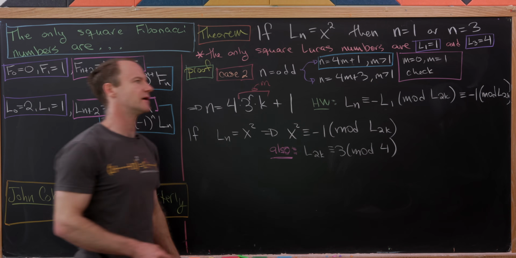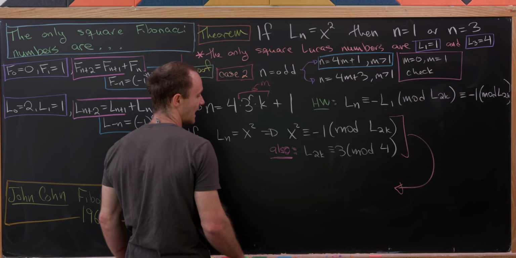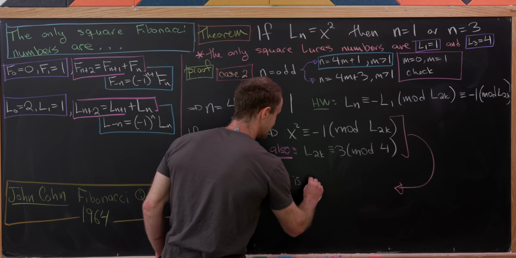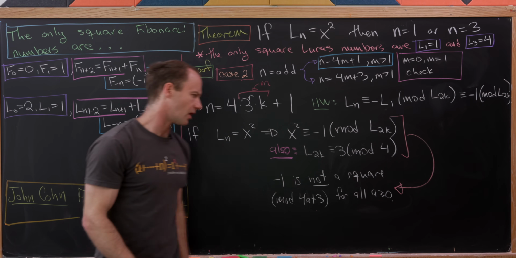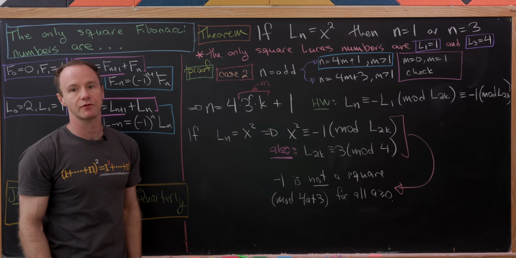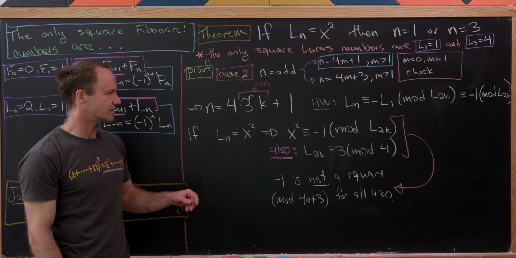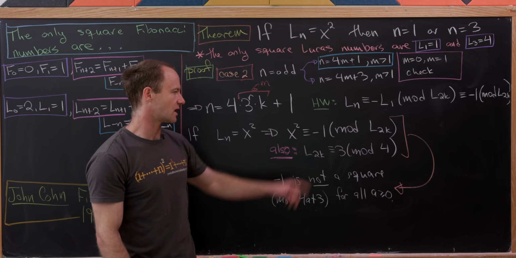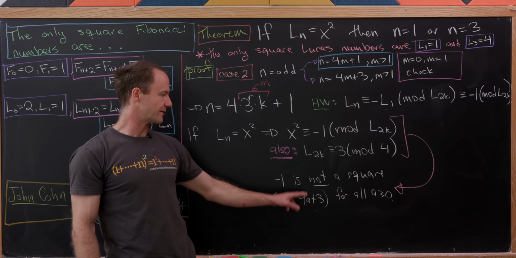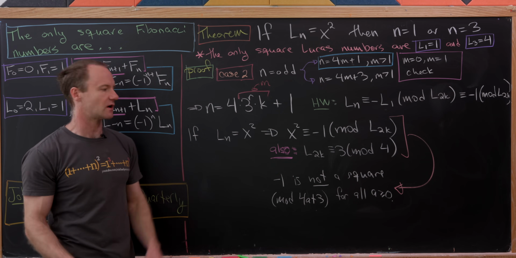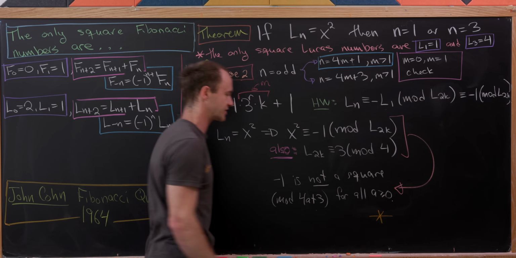And now we're going to apply a fairly general rule about perfect squares. And that is negative 1 is not a perfect square mod 4a plus 3 for all a bigger than or equal to 0. This is something you would learn in an elementary number theory class. But that leads us to a contradiction, because here we have x squared is congruent to negative 1 mod L sub 2k, which is most definitely of the form 4a plus 3 by this result right here, which followed from that lemma. Okay, so anyway, what we have here is that contradiction.